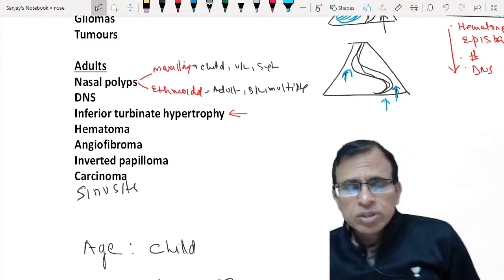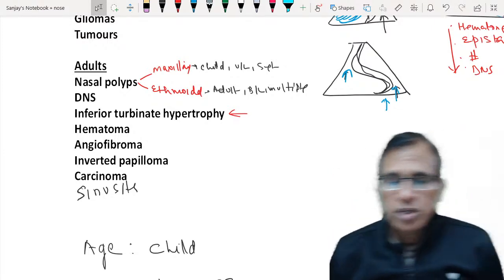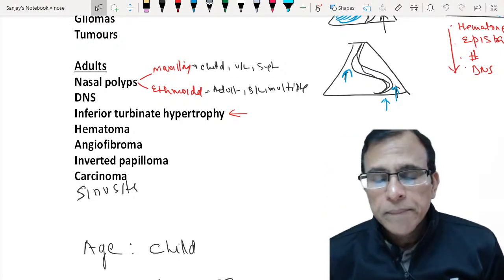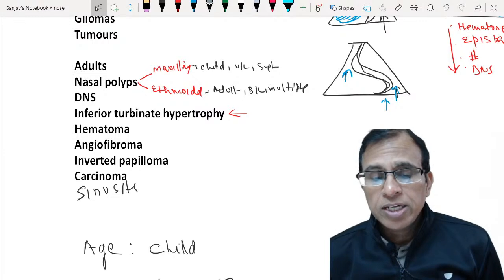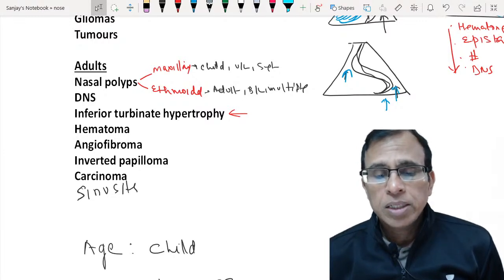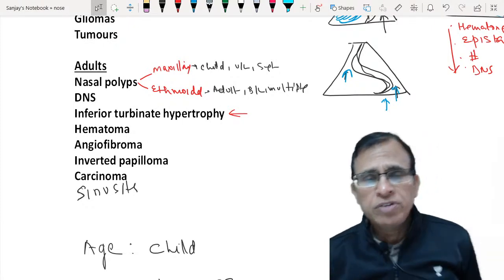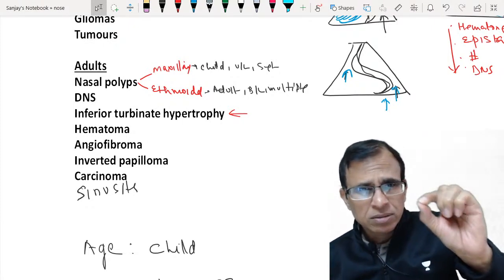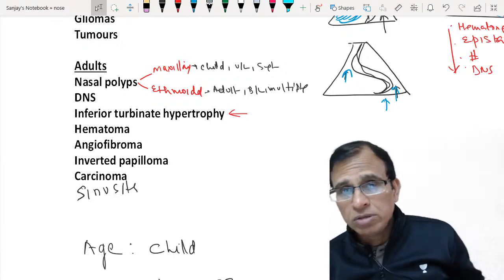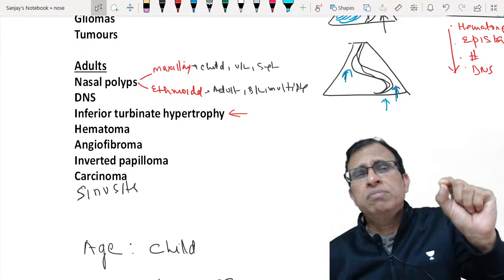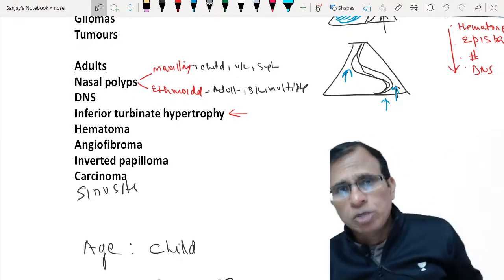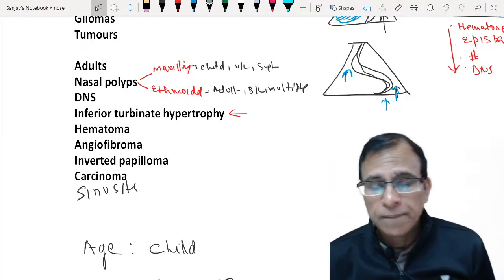So the two very important things that can help us differentiate a nasal polyp from any other condition apply to both maxillary polyp and ethmoidal polyp. A, they are usually pale in color, and B, there is no history of bleeding. Even if you probe, if you touch it, even if you prick it, they don't bleed. Maybe just one very small drop may come out, but then it'll stop. It will not bleed continuously.